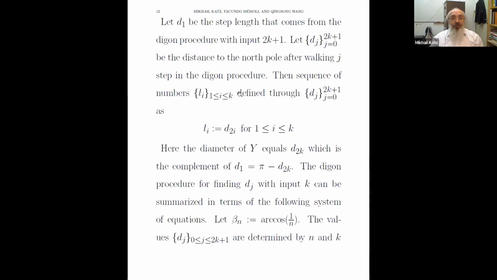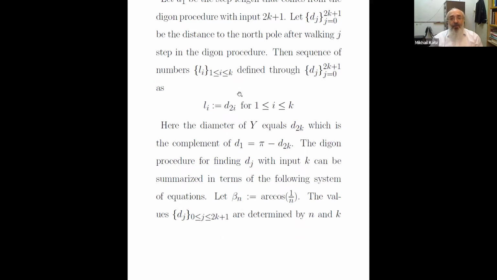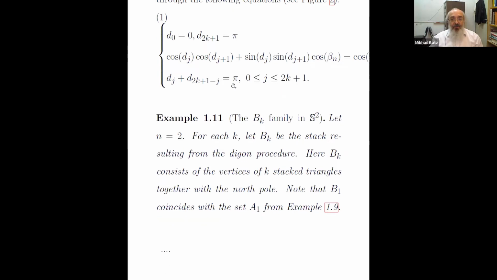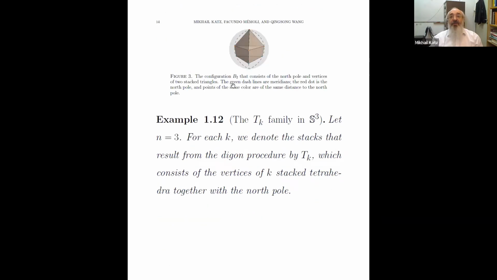Let me skip all of the details, which are just how to calculate them. Let's cut to the chase. And here's the simplest example of this stack. Here we have one triangle, and here we have another triangle, and you have the North Pole. Altogether, you have 7 points.